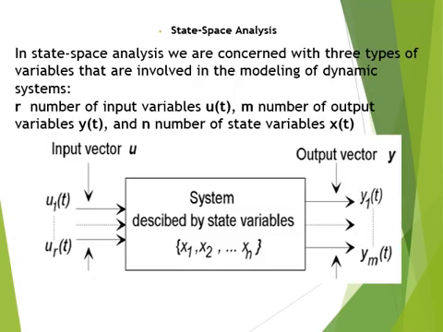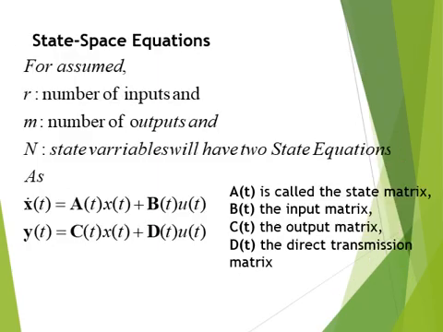In state space analysis, we are concerned with three types of variables that are involved in the modeling of dynamic systems: R, number of input variables, U of t; M, number of output variables, Y of t; and N, number of state variables, X of t. For R number of inputs, M number of outputs, and N state variables, we can have two state equations as shown.